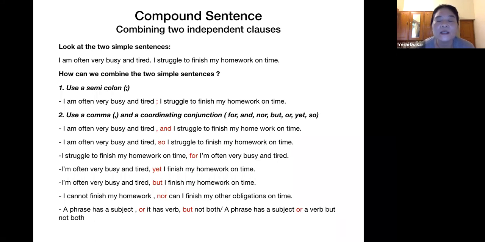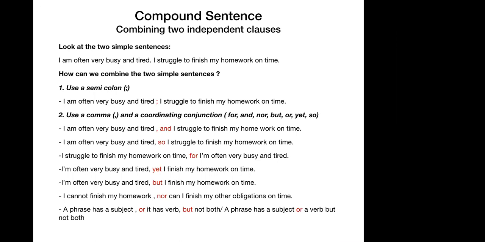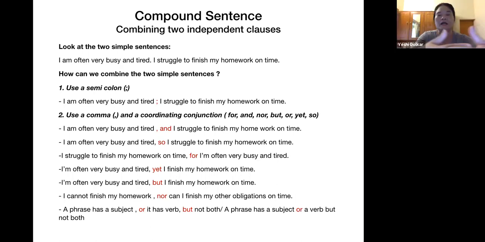A coordinating conjunction joins simple sentences. Subordinating conjunctions like when, because, as, and like join a dependent and an independent clause. An independent clause joins an independent clause with a coordinating conjunction. A dependent clause joins an independent clause with a subordinating conjunction, giving a complex sentence.